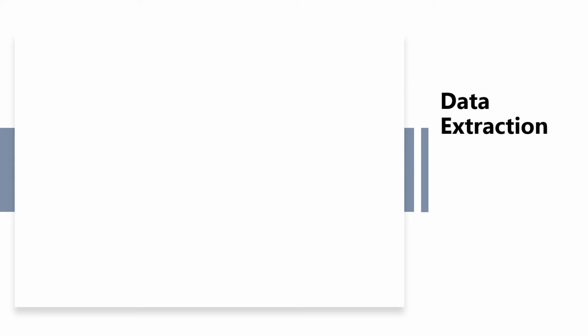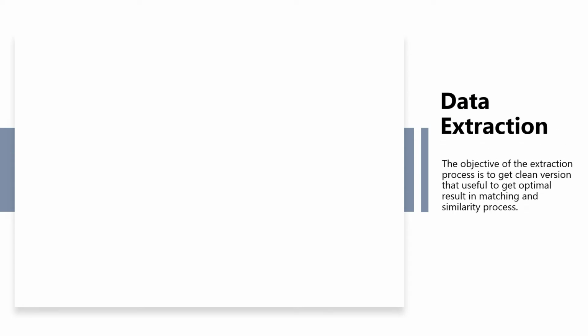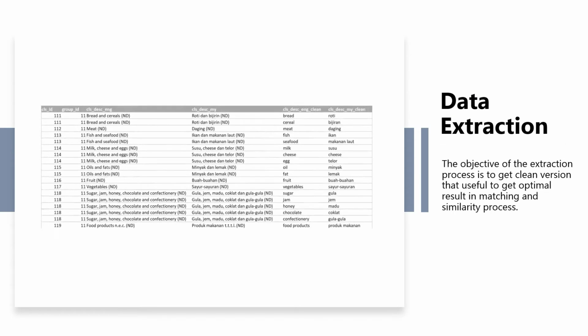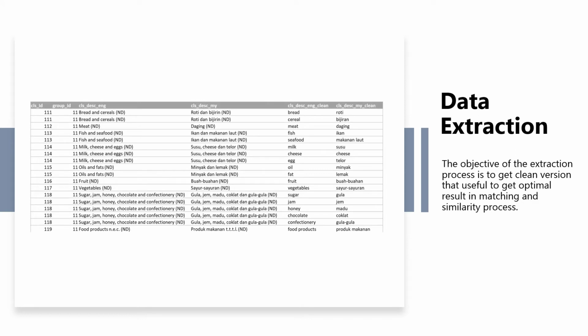Same as MyDin, there's also an extraction process for the list of COICOP for each level. The objective of the extraction process is to get a clean version that will be useful to get the optimal result in the matching and similarity process. For example, in the COICOP class shown in the table, 011 bread and cereals is separated into two rows, bread and cereal. The extraction is applied to English and Malay versions.